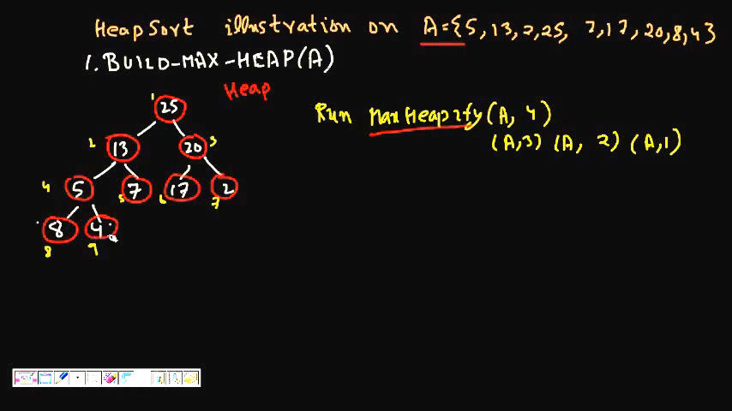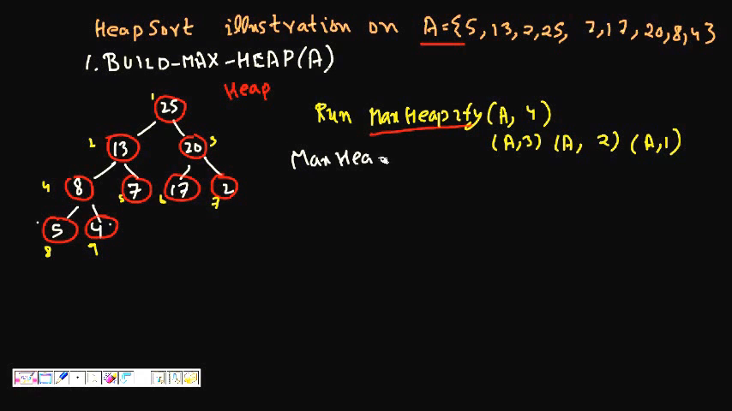Again 5 is less than 8, so they are swapped. So 8 and 5 are swapped. 8 comes here and 5 comes here. So now this is a max heap.